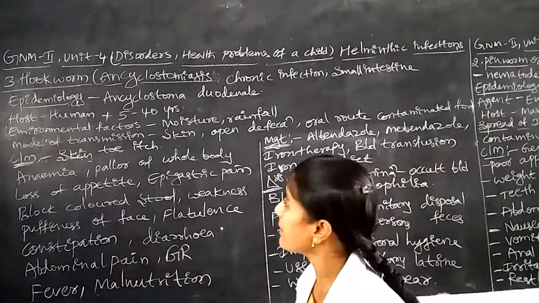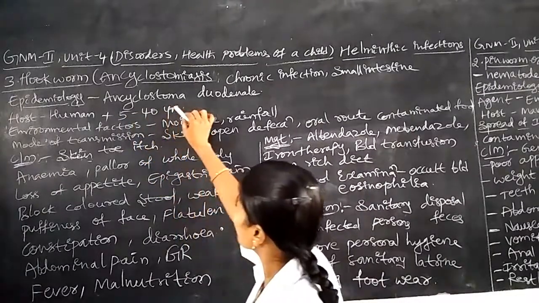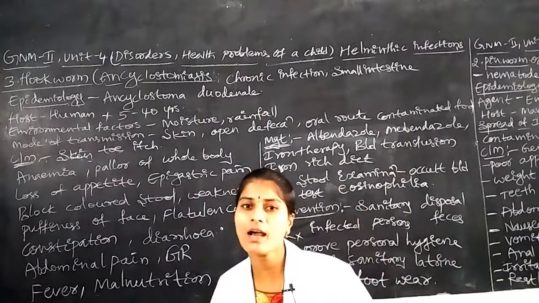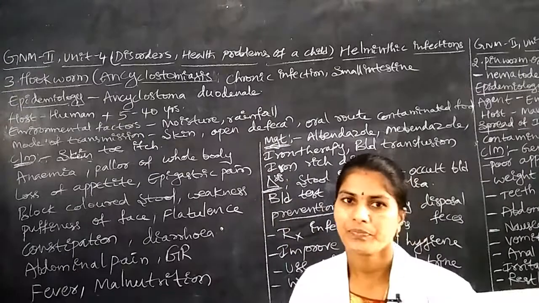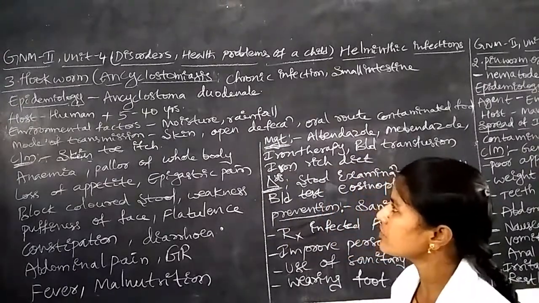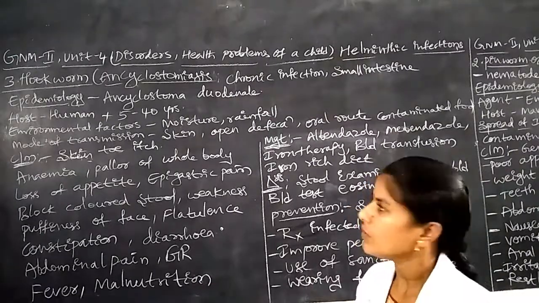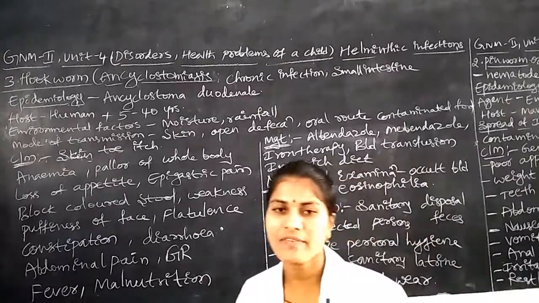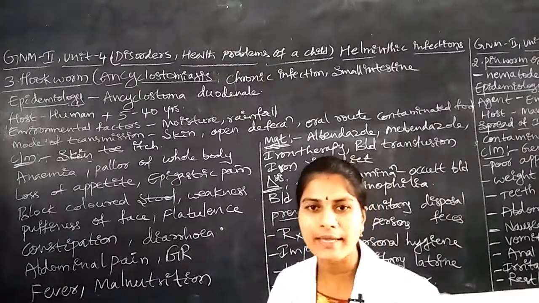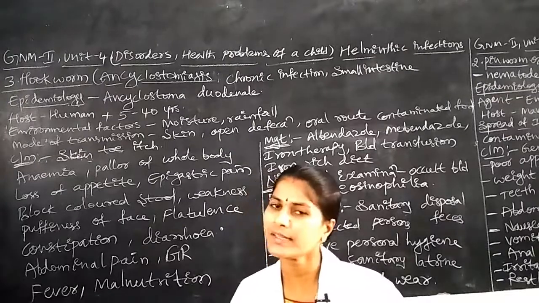In this epidemiology, the main agent for the disease of hookworm, or ancylostomiasis, is Ancylostoma duodenale. Next, the host. The most common host for this type of hookworm infection is human beings. From man to man, the infection easily spreads from one person to another.